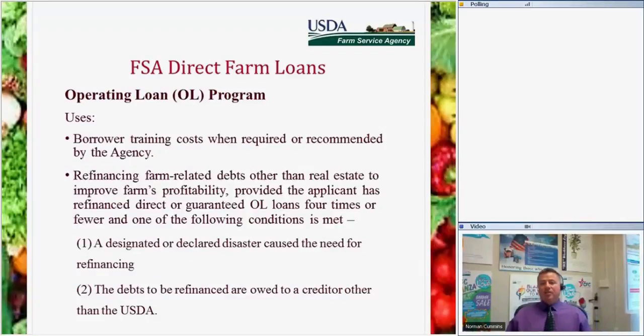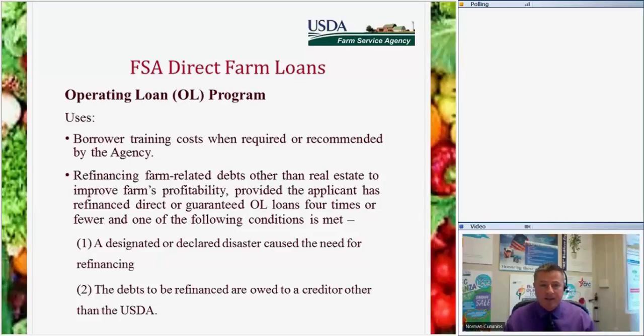And you can also use it for borrower training costs if we require you to use it, as long as it's one of the approved trainers that we talk about. And that's something you'd want to get from your county office. You can also use it, again, for refinancing farm-related debts other than real estate. Again, you can't refinance real estate, but if you have debts and it makes your farm more profitable, you can use that.